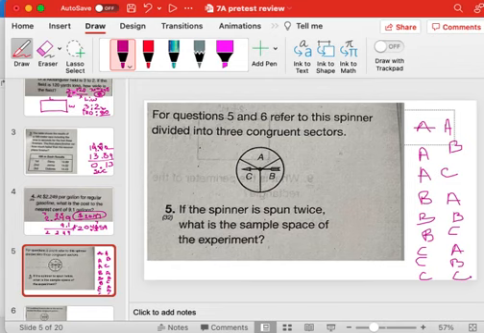So basically that is your sample space right there. That is number 5's answer. Okay? So now, when you have 2, so basically we had 3 options, A, B, and C, and we end up with 9 answers. So basically we had 3 ways to do the first one. We had 3 ways to do the second spin. What's 3 times 3? 9. That's how many options you should have in your sample space.